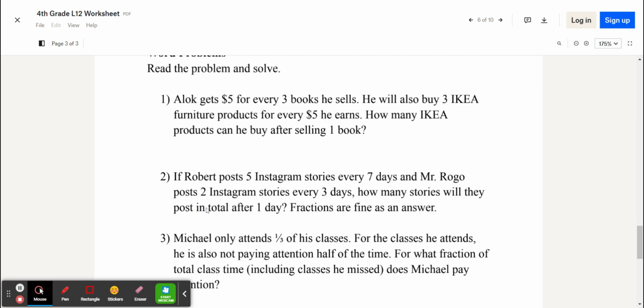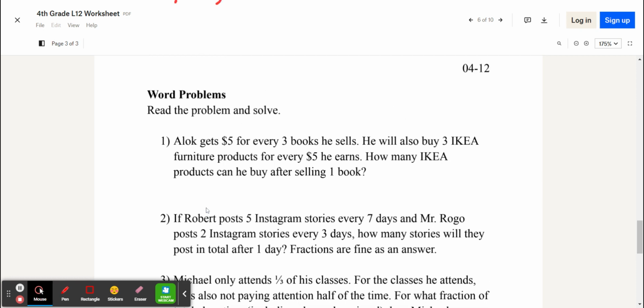And in the last section, we have some more problems. So if Alok gets $5 for every 3 books he sells, he also buys 3 IKEA furniture products for every $5 he earns. So how many IKEA products can he buy after selling 1 book?